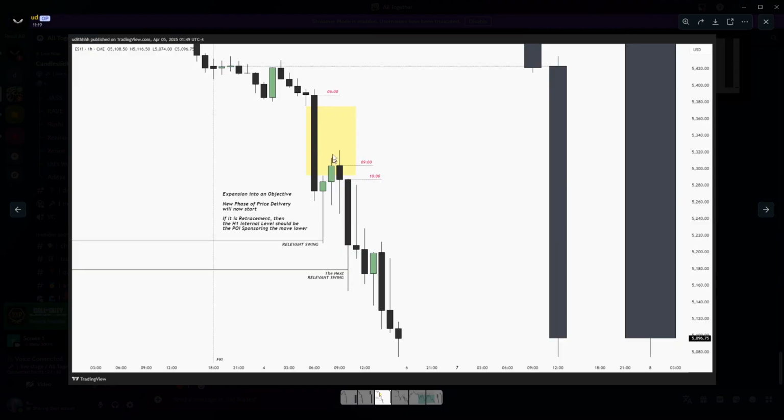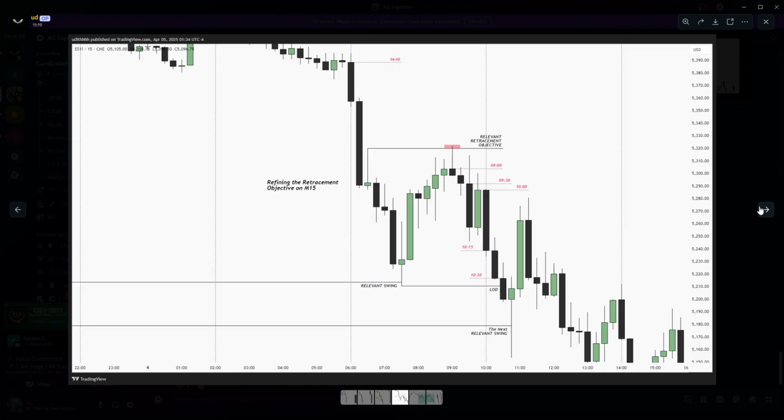H1 being the profiling time frame for intermediate time frame, 9 a.m. hitting the relevant key level, displacing a bit away from it, 10 a.m. properly displacing away from it. So this becomes the objective. He wrote the phases of price delivery explanation as well. You can read it if you want to.